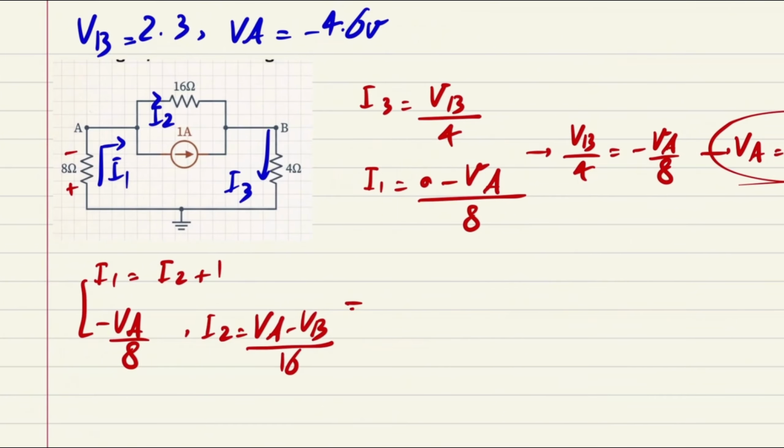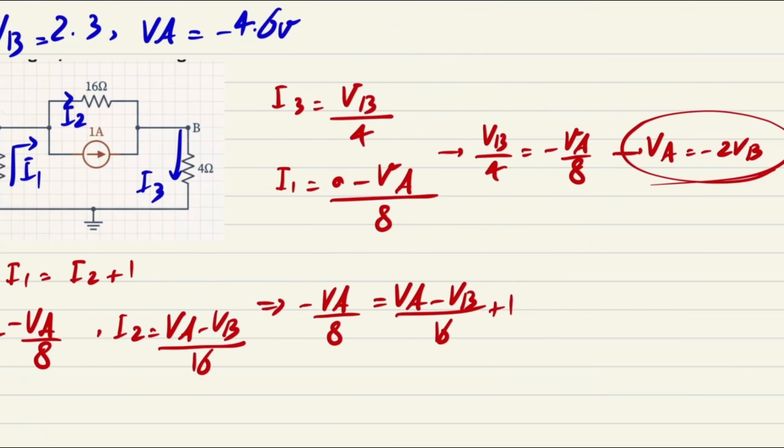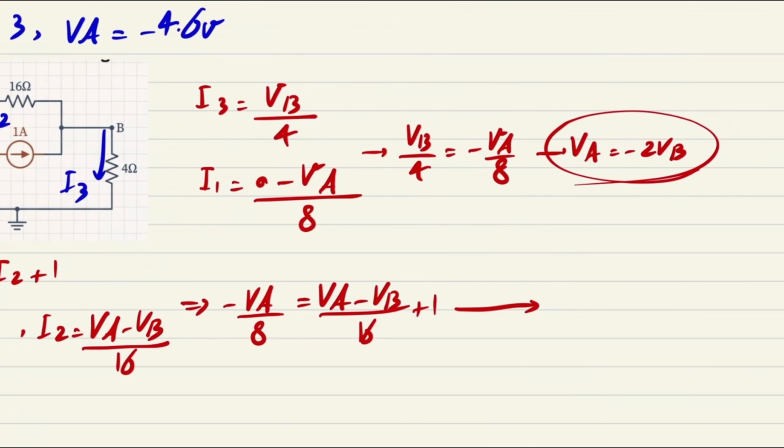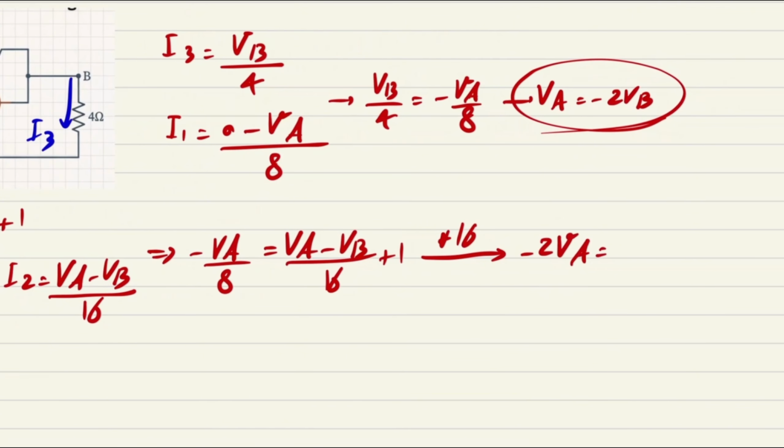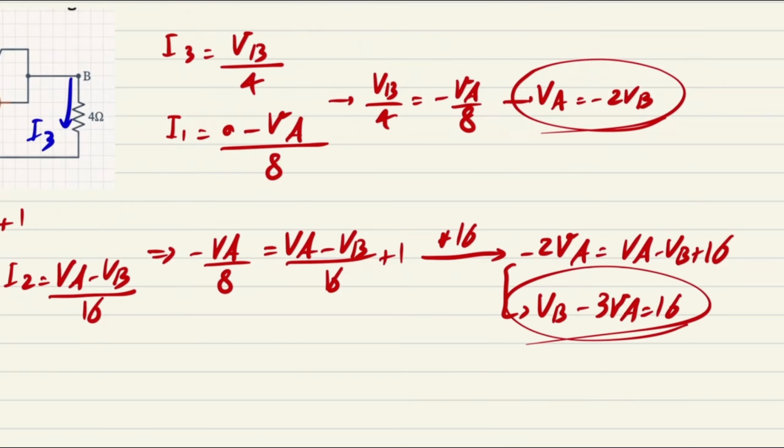So if I do that one, what do I have? I do have negative VA divided by 8 equals VA subtracted by VB divided by 16 plus 1. Then we have to multiply both sides by 16. It's a common denominator, or least common denominator. So it would be negative 2VA equals VA subtracted by VB plus 16. So I can do the rearrangement. And at this point, it would be VB subtracted by 3VA equals 16. It is the second equation.